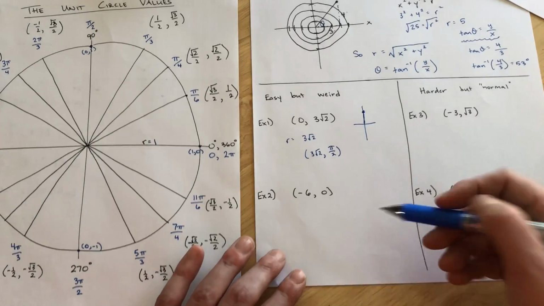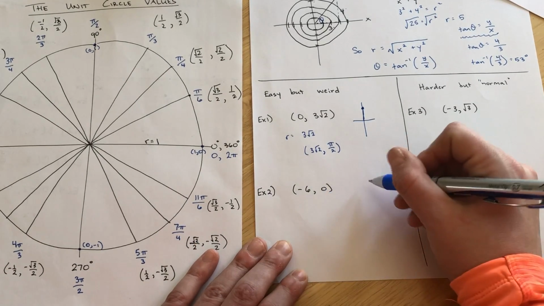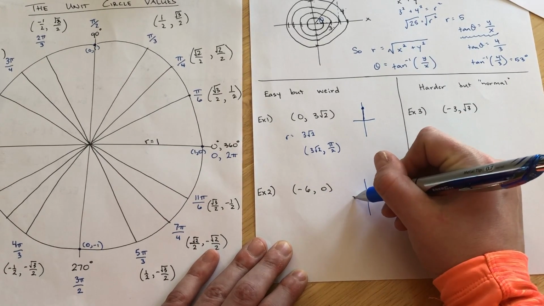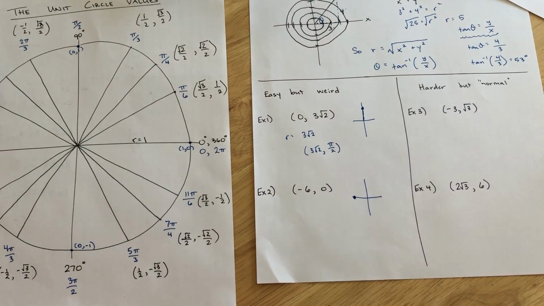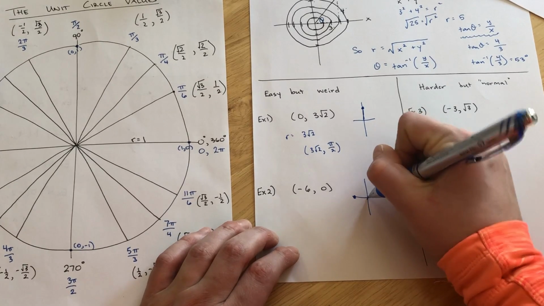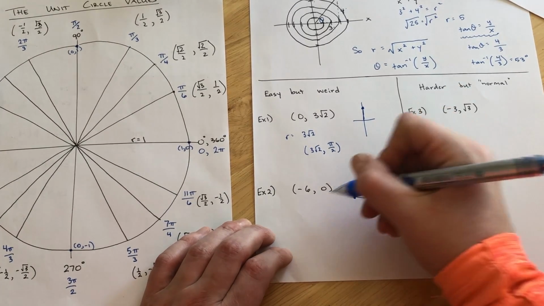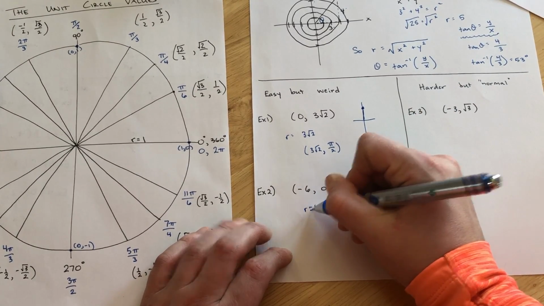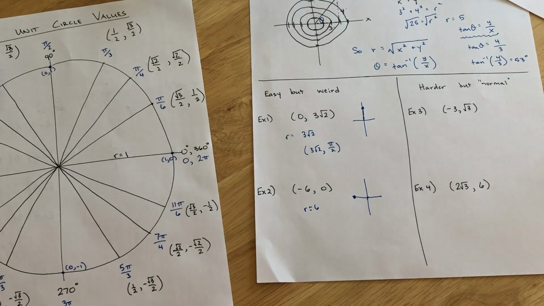Another easy but weird one, we've got the point -6, 0. So if we plot this, we go to the left 6 units, and then we don't go up or down at all. That's where we're located. So for the radius, the distance from the origin or the pole straight over to where we are, that radius is 6 units. So the radius is always positive. It's 6 units. That's the distance.